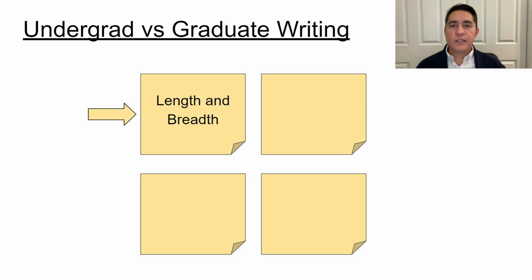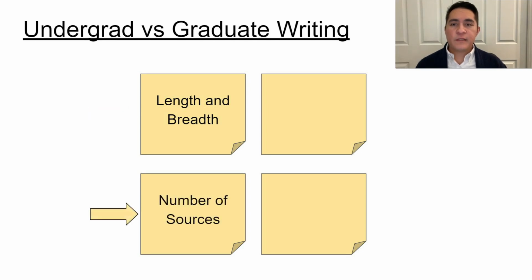Undergraduate papers are typically around 4 to 12 pages. On the other hand, although it can vary from subject to subject, shorter grad papers can be between 6 to 12 pages, while longer grad papers can be up to 50 or more pages.